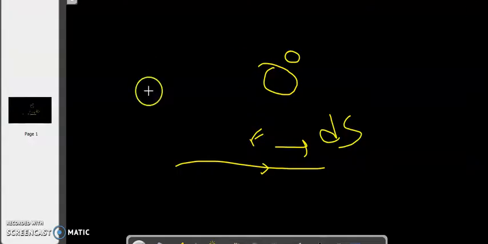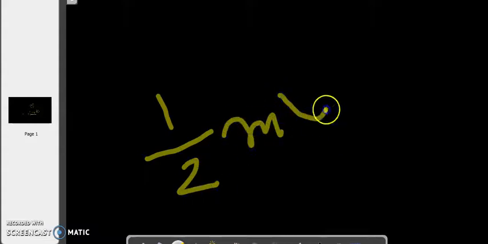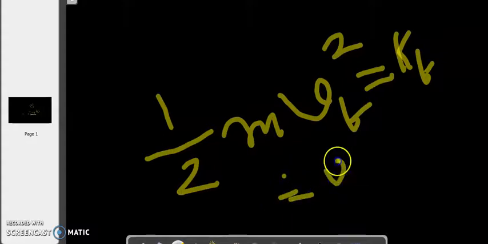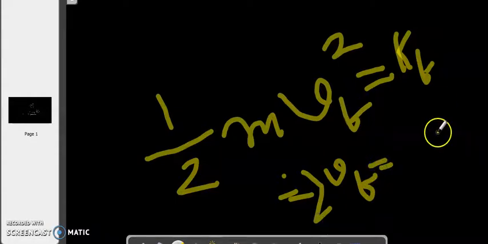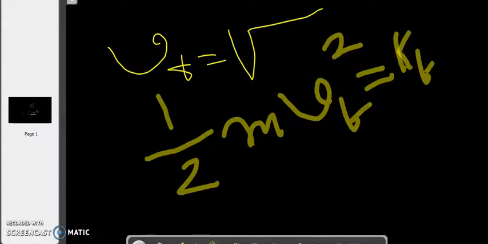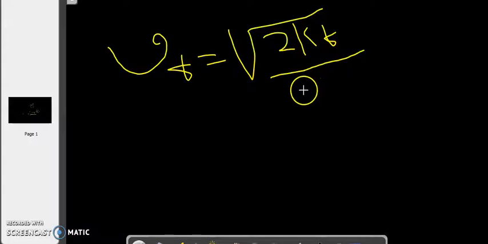How? It's very simple, because the final kinetic energy is given. Final kinetic energy is half m vf square, that is equal to the final kinetic energy. So we need to calculate vf, which is very easy. vf equals root over twice Kf by m, since half m v square is the kinetic energy. So in this way you can calculate the final velocity.